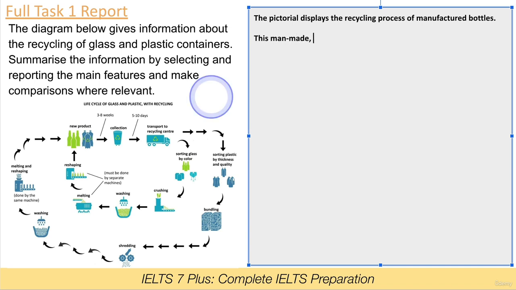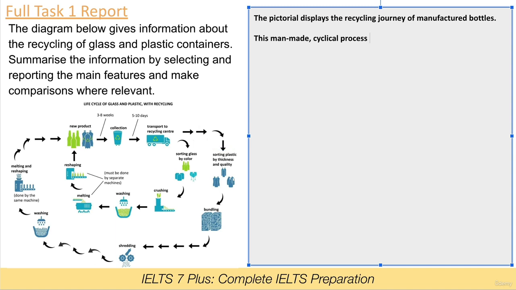So this man-made cyclical cycle, oh, that's a bit similar. Cyclical journey, multi-step cycle, maybe. Multi-step cycle. Maybe we'll do another hyphen there. This man-made cyclical, I want to use process. Let's change this here. The pictorial displays the recycling journey of manufactured bottles. Okay.